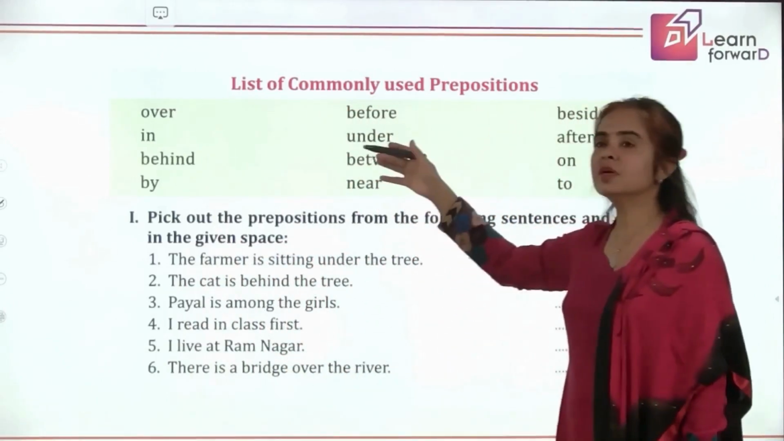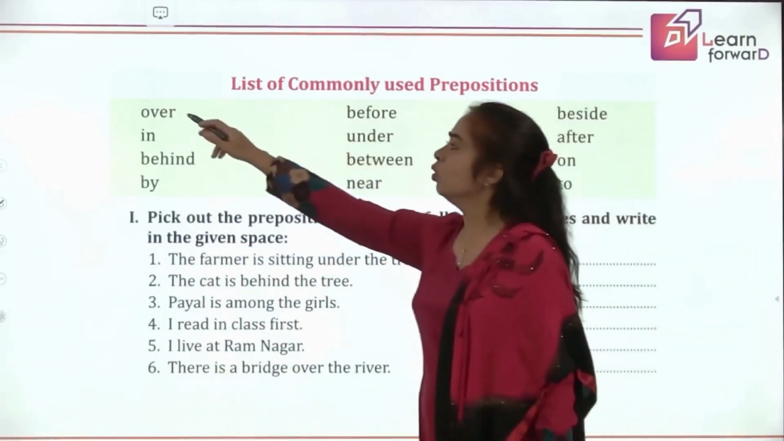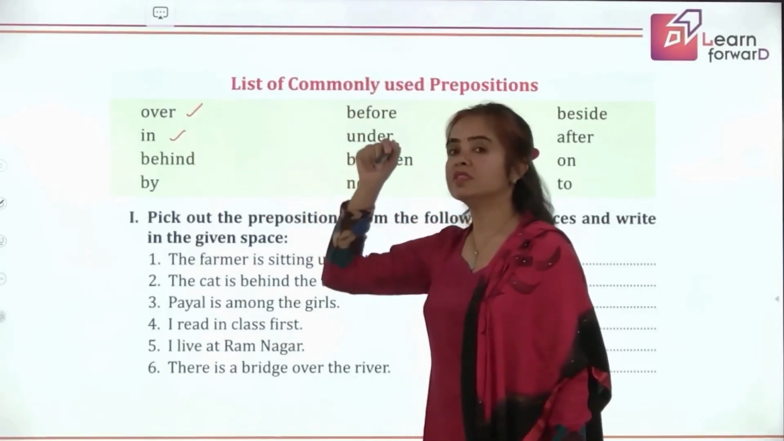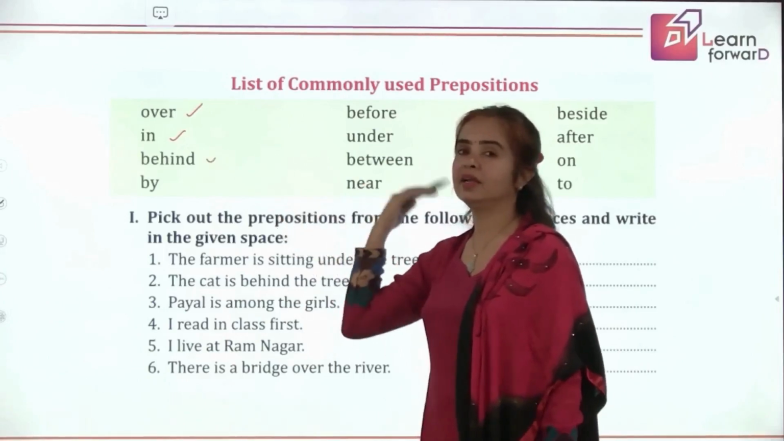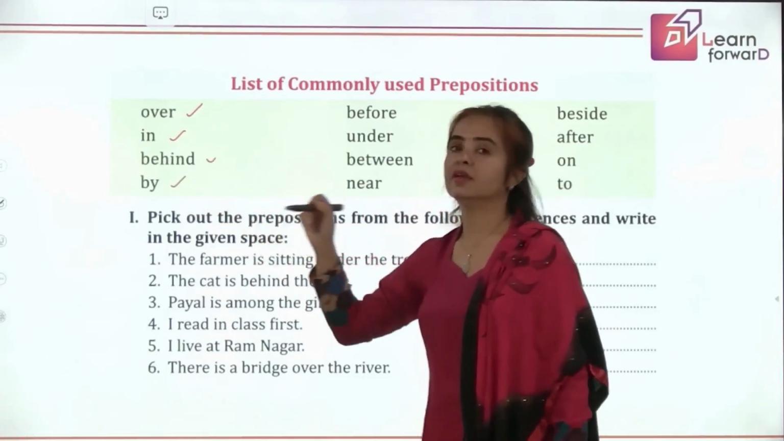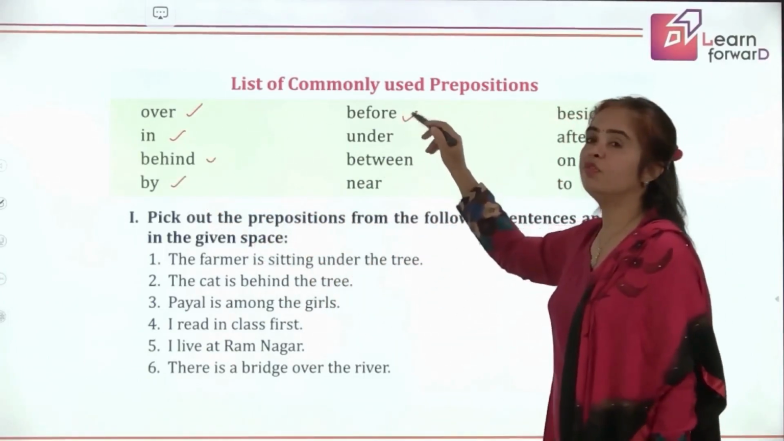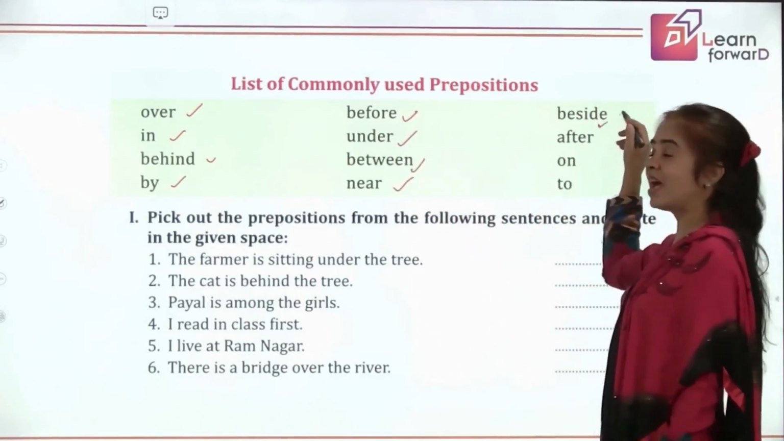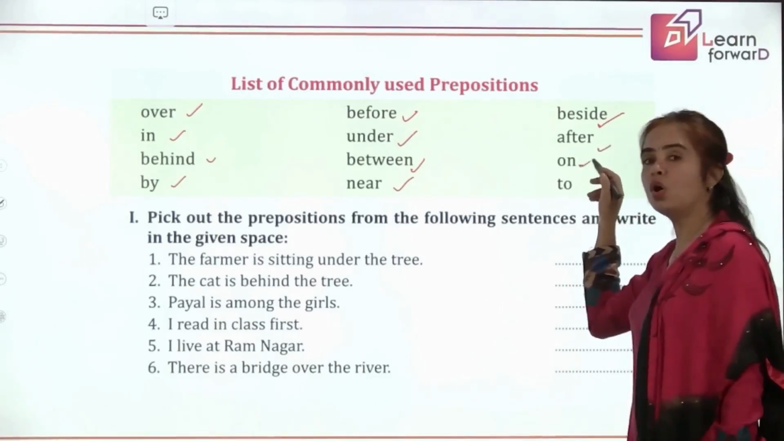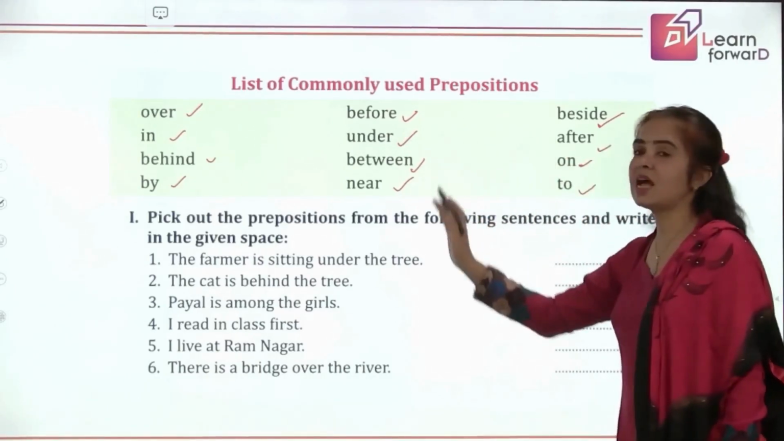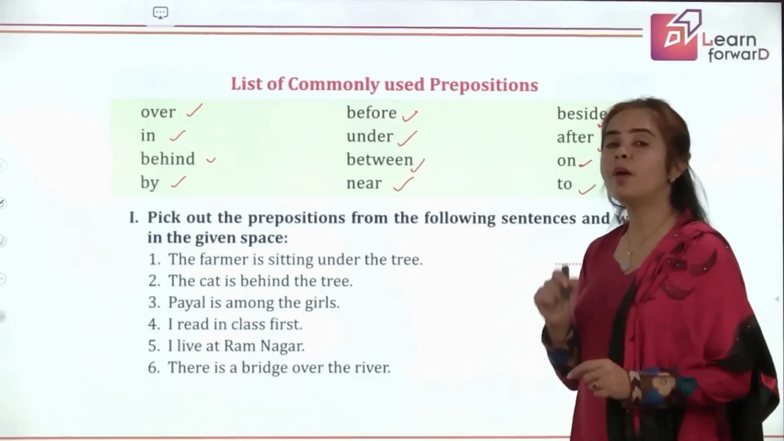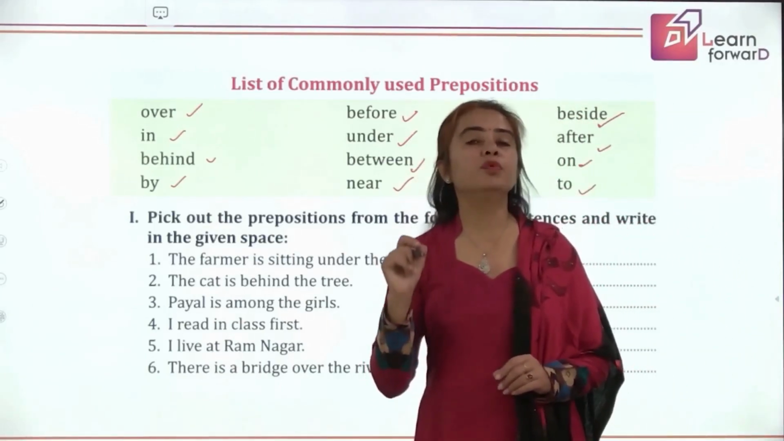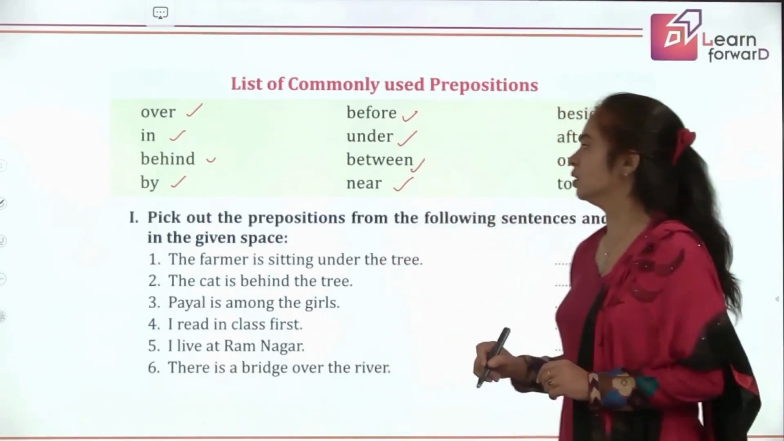So we have some common prepositions here. Over, not touching, above. In, when something is inside. Behind, it's hidden. By is another preposition. Before, under, between, near, beside, after, on, to. So these are some examples of commonly used prepositions. They tell you the location, the position of the nouns in the sentence.